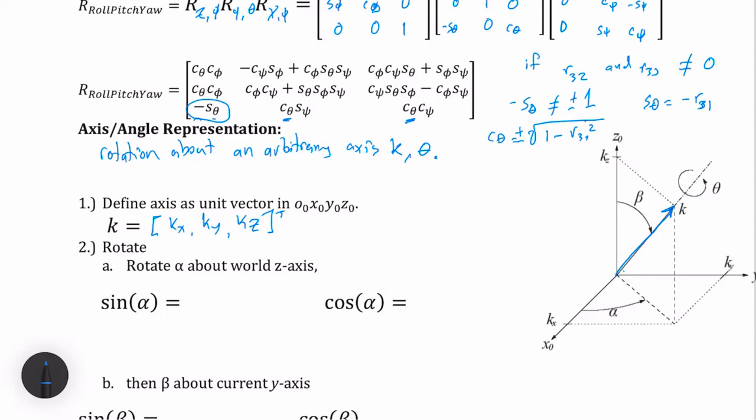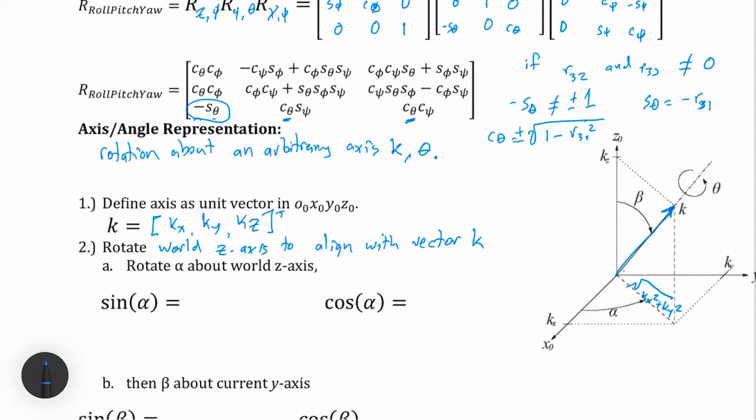So we can project it down in the plane. So this value over here, this length of this axis, is going to be the square root of kx squared plus ky squared. This length on this side is just going to be kz. And so what we want to do first is rotate the world z-axis to align with this vector k.